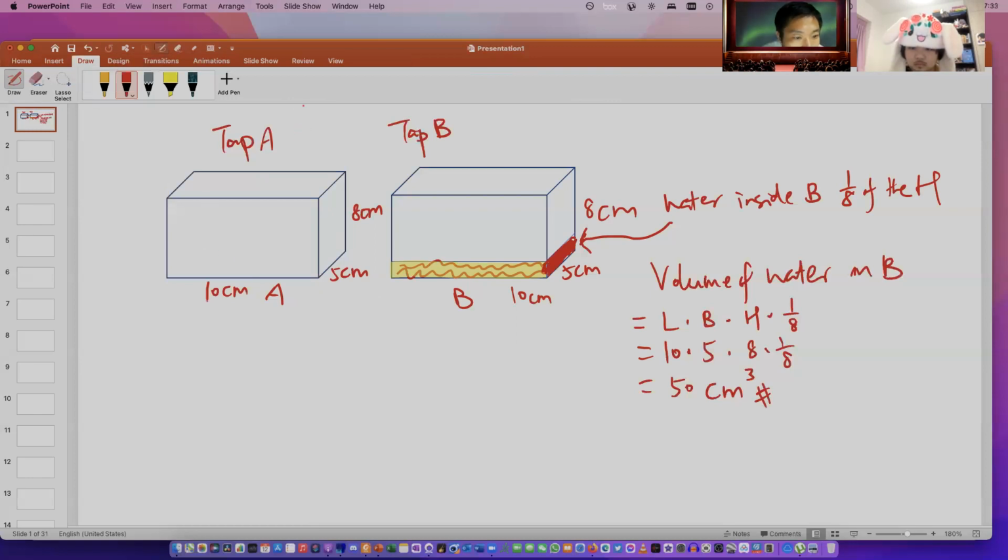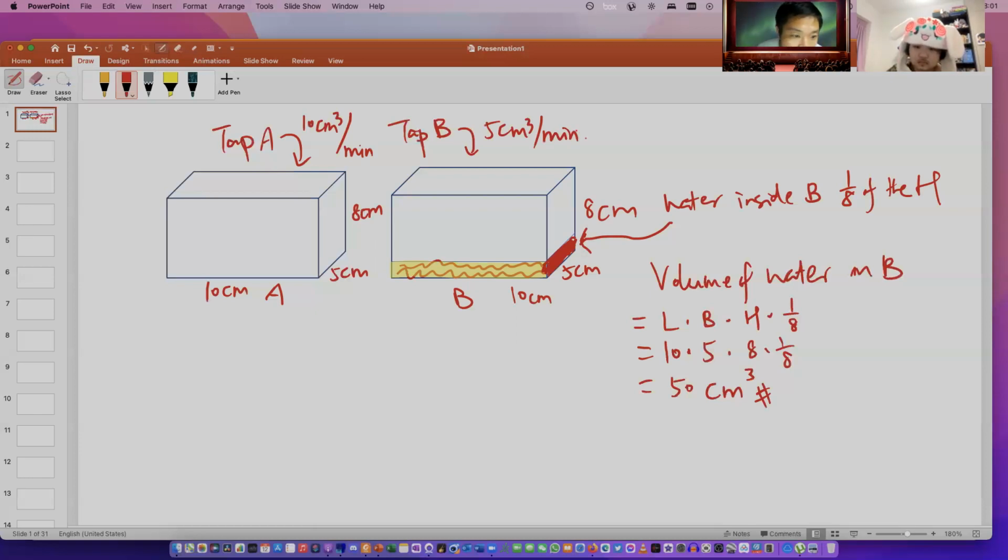So now tap A, the rate of water going in is, let's say, 10 cm cube per minute. And then your tap B, the rate of water going in is 5 cm cube per minute.